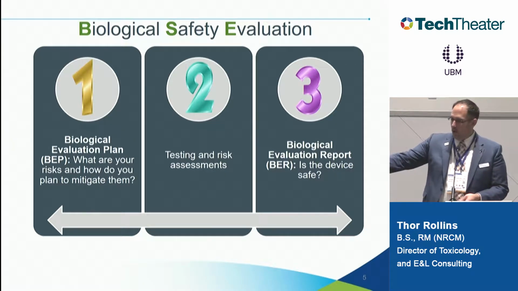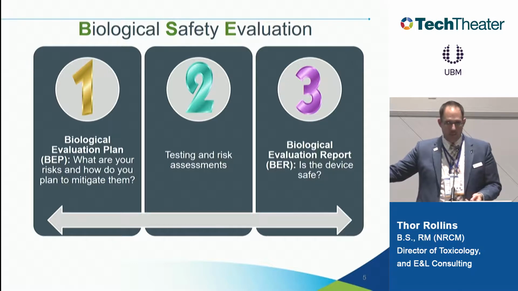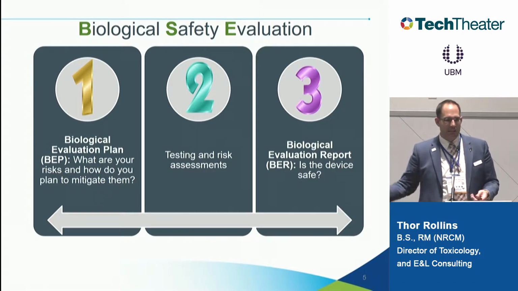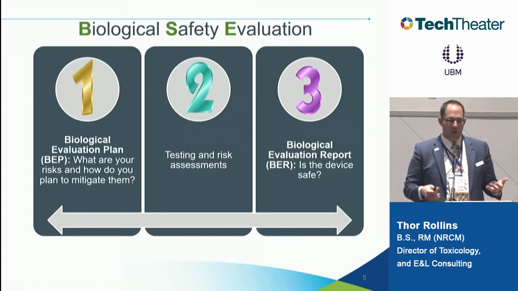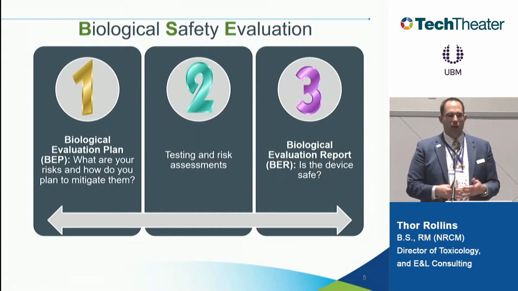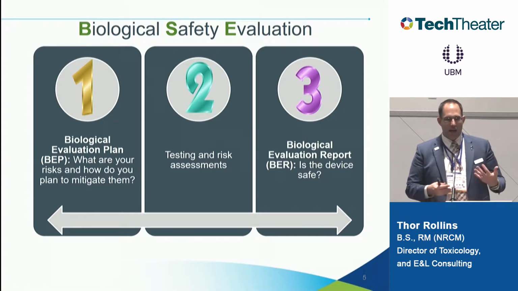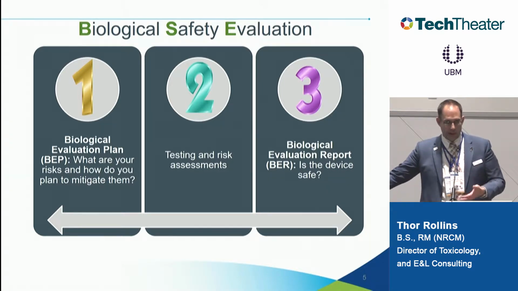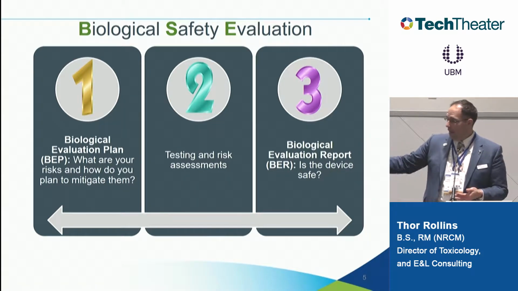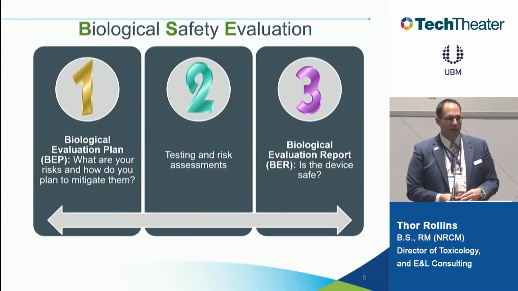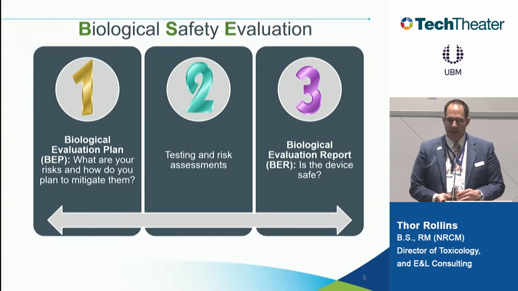So as soon as you have your initial BEP or plan, then you move to whatever testing is in that standard, or in that plan, excuse me. So if you're going to do chemistry, or the historical biocompatibility test, whatever is in your plan, then you actuate those plans. And then you have to develop a biological evaluation report at the end. That's a BER, and that's in the FDA guidance document.